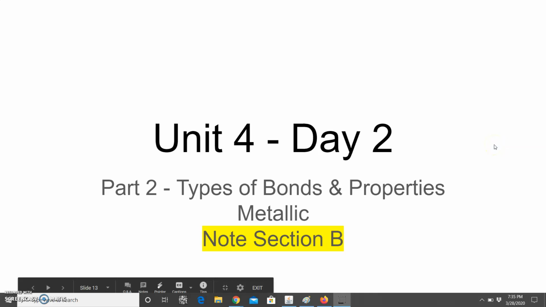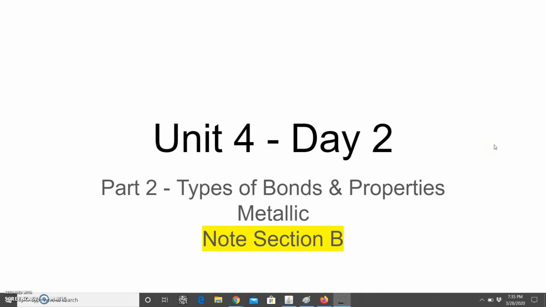Okay, welcome to Unit 4, Day 2. This is Part 2 where we'll talk about types of bonds and properties. Specifically, we're going to focus on metallic bonds. And for the first half, you're going to take notes in Section B of your note packet.